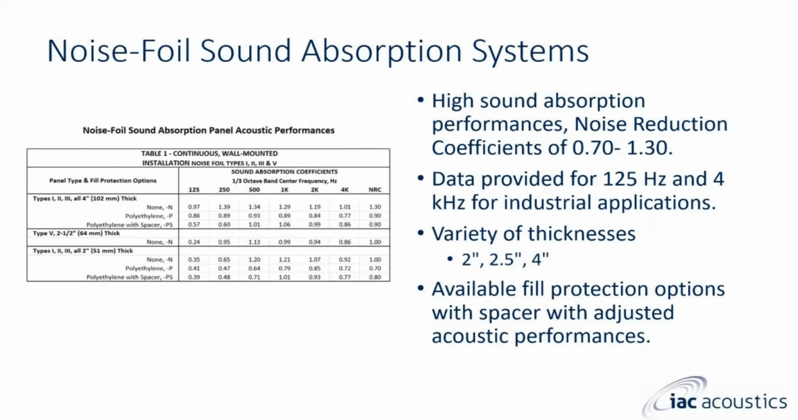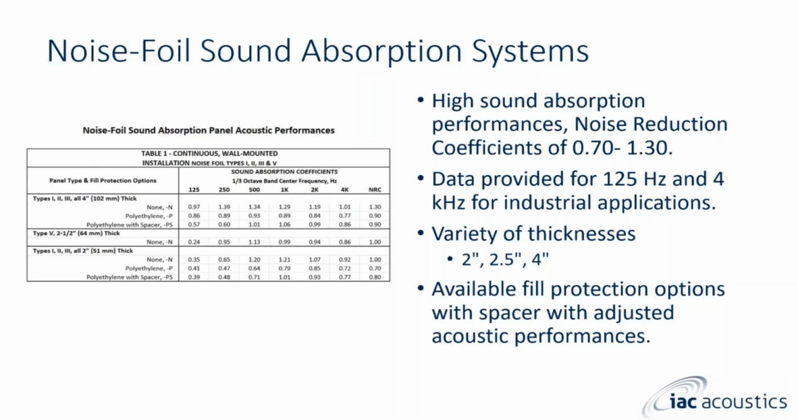IAC sound absorption panels are called noise foil, and we have 5 different types of noise foil products. They're referred to as noise foil 1, 2, 3, 4, and 5. And the last type, the noise foil 5, is specifically designed for permanent exterior installations. It's also known as the Noishield Type CS cladding panel.